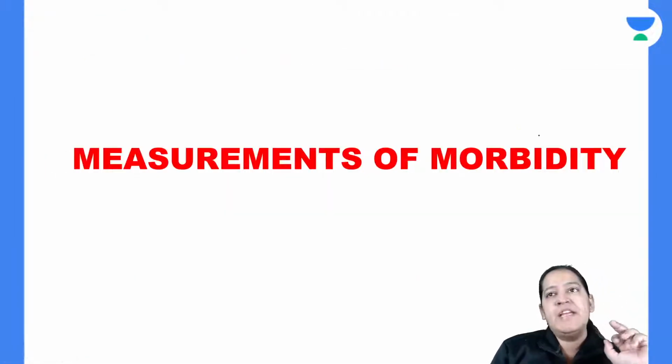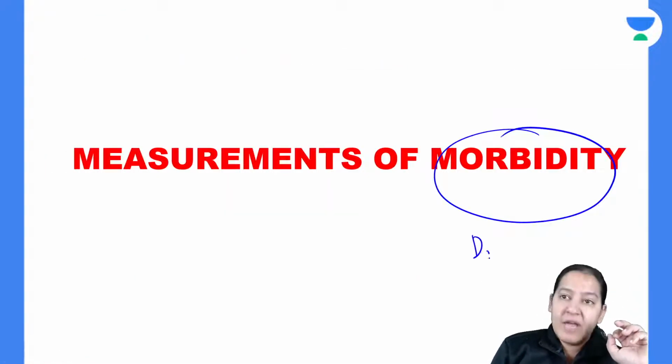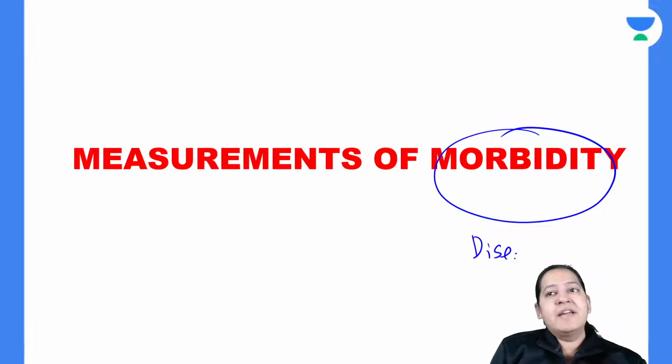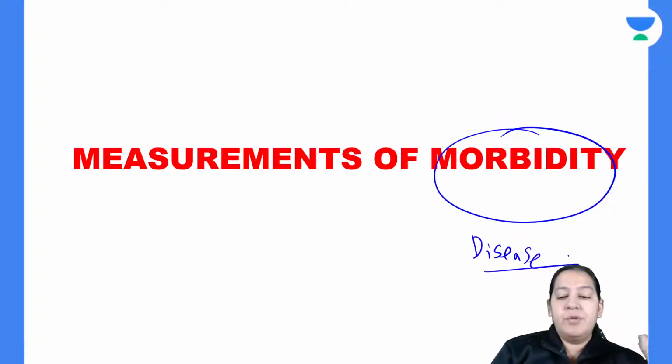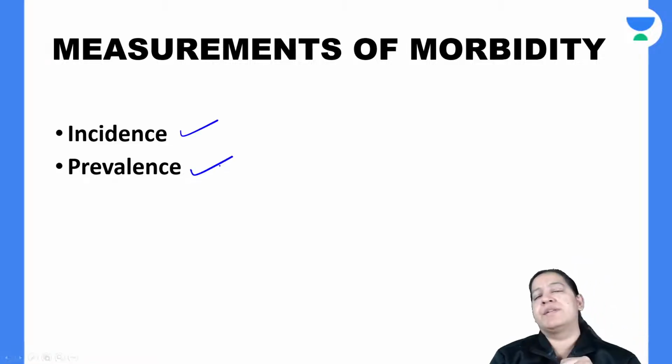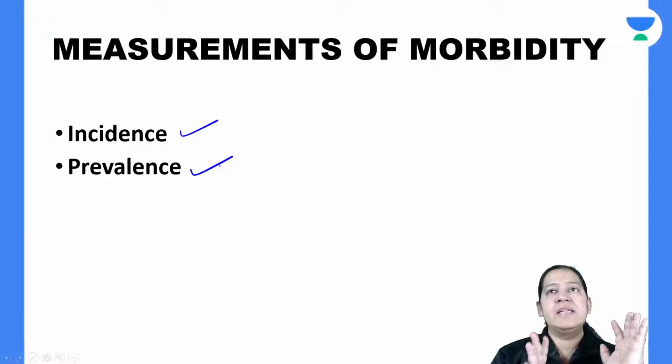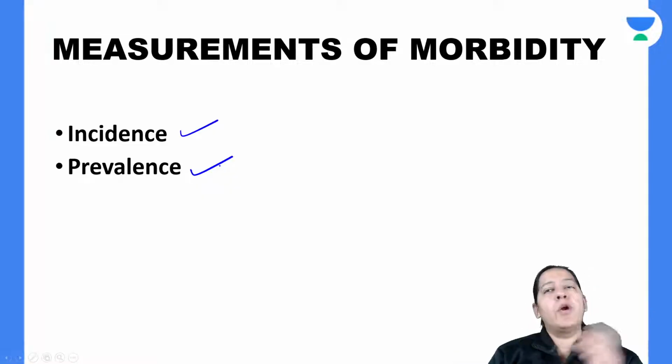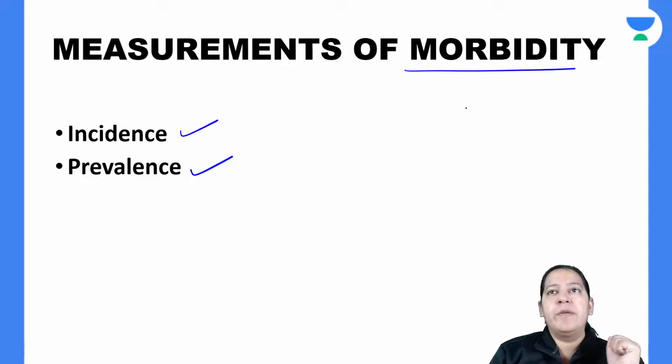Mortality is the death. Morbidity is the disease, which is a deviation from well-being, you can say. So measurements of morbidity are only two: incidence of a disease and prevalence of a disease. So how are these measurements related to morbidity? What do you mean by morbidity? As I've told you, morbidity is a disease.